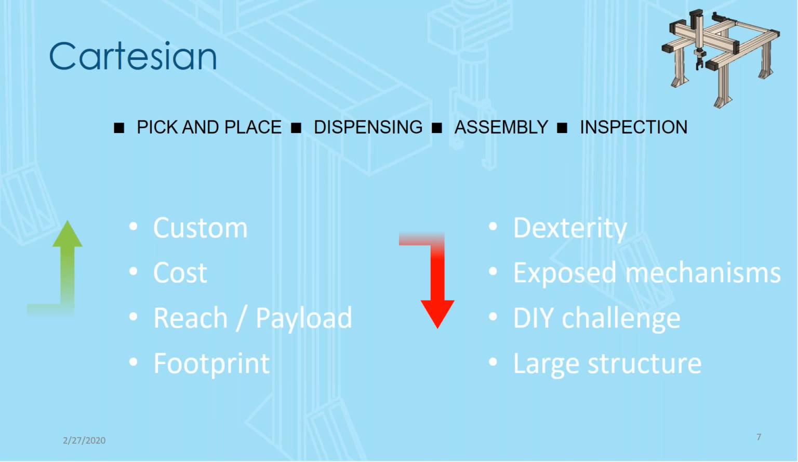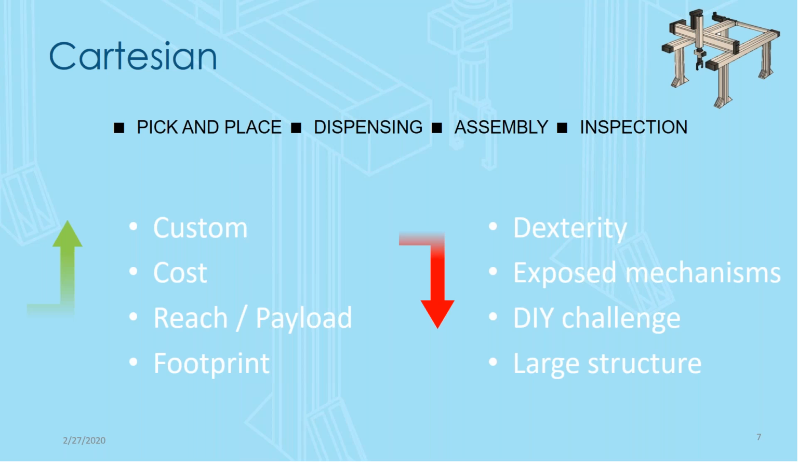And as such, the cost can be more affordable compared to similar capacity robots, just because you are using a lot of off-the-shelf componentry. Reach and payload likewise, depending on whatever linear actuators are used, you can really do really high payloads and some pretty unique applications. And footprint, the frame that supports it can be pretty small in footprint or even be suspended, so it really allows a lot of flexibility.